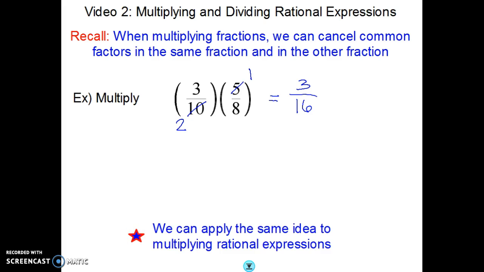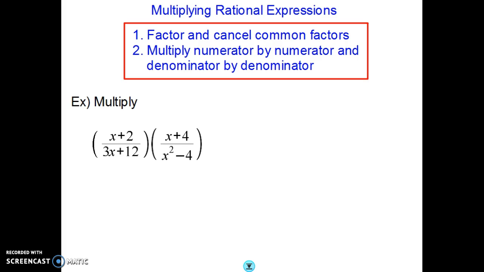The same exact idea can be applied to multiplying and dividing rational expressions. We can cancel before we do the operation to make our lives easier when we actually multiply everything out. Now for those of you who like a big red box with steps in it, really only two major steps here. Factor and cancel, so do the simplifying, and then multiply the numerator by the numerator and the denominator by the denominator. So let's look at this example for multiplying.